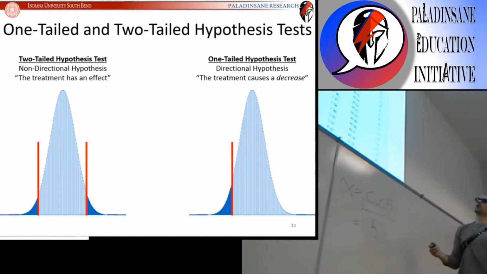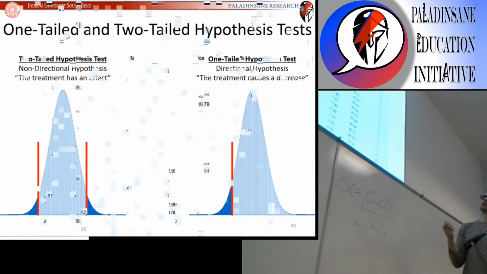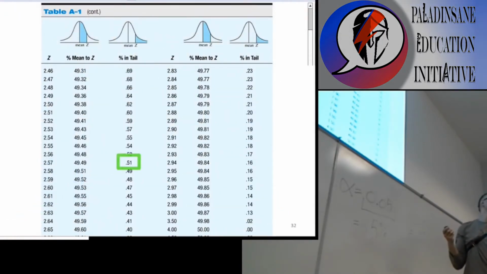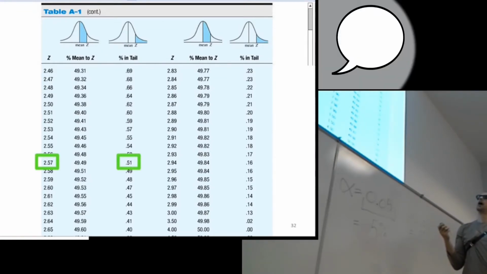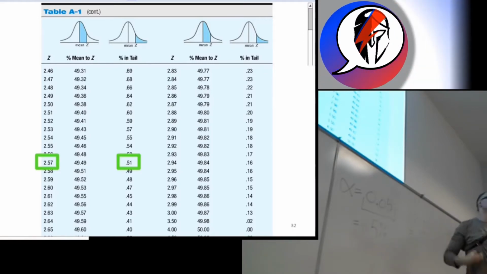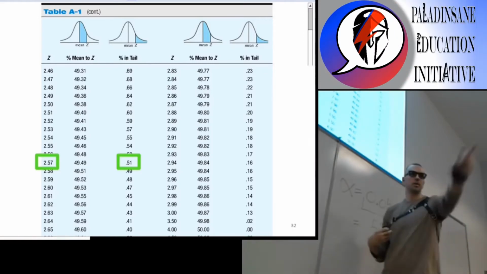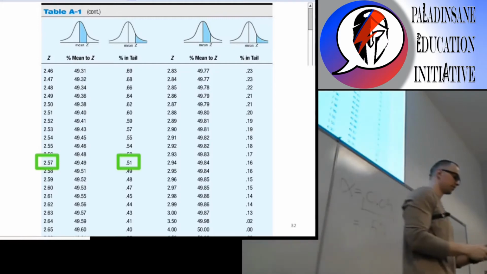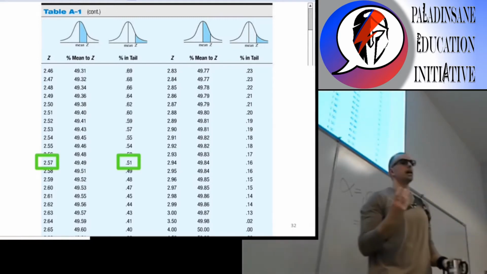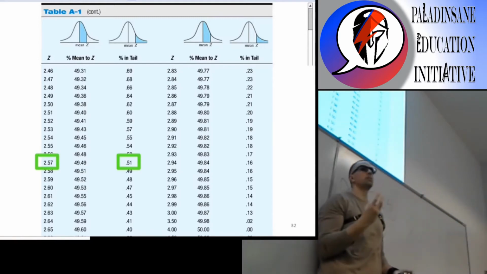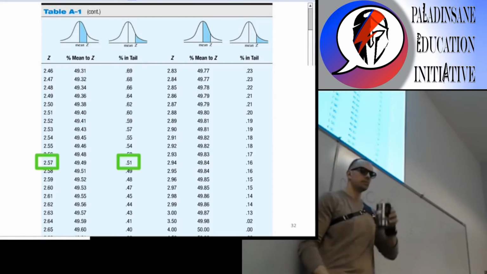Once again, for your homework, give 2.57 a try. If it doesn't work, give 2.58 a try, because it's equally far away. On the exam, either one will work. I'll accept either or. So for two-tailed tests, you have to split alpha in half? Yep. Two-tailed test, you split the alpha in half because the total amount of tails has to equal alpha.